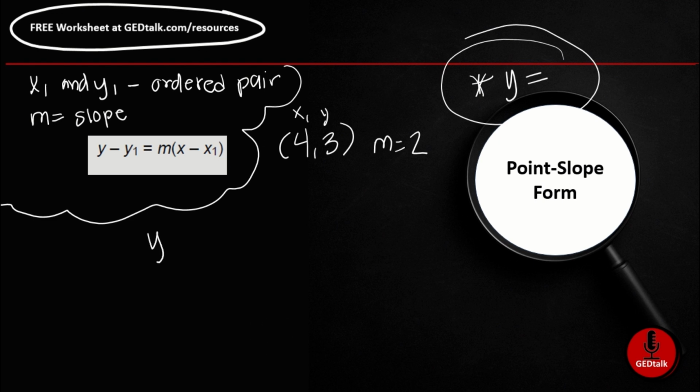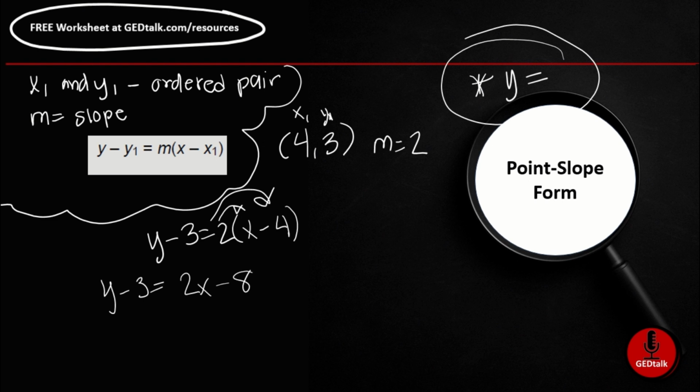So I have y minus y1, and remember y1 is coming from your ordered pair. Y minus 3 equals, and then I have m. Well, I know m, my slope, equals 2. So m is 2 times x minus x1, which is 4. So the first thing I need to do is distribute this 2 over here. So I'm going to bring down the rest of the equation. Y minus 3 equals 2 times x is 2x. 2 times negative 4 is negative 8.